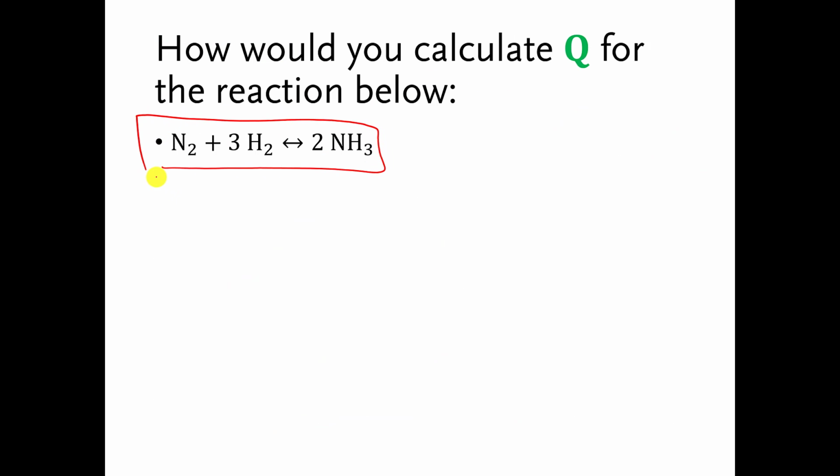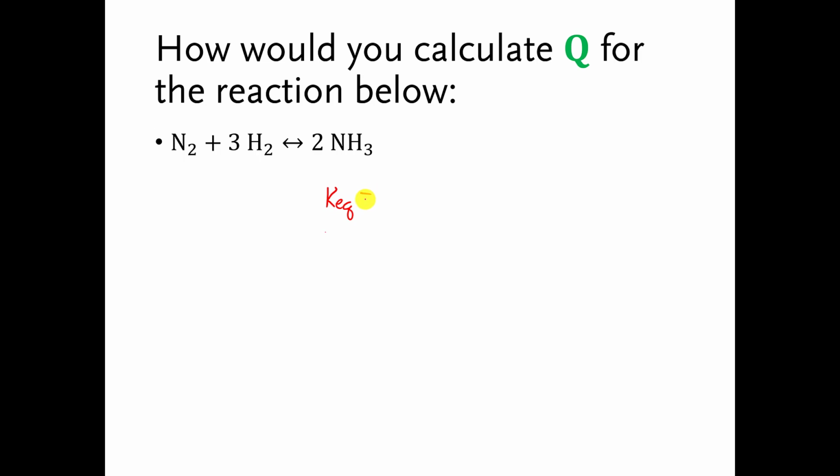Here is an example of a balanced chemical reaction. It says, how would you calculate Q for the reaction below? Or we could just say, how would you calculate the equilibrium constant for the reaction below? You can pause the video and try to work through this. It's very similar to what we did on the previous slide.